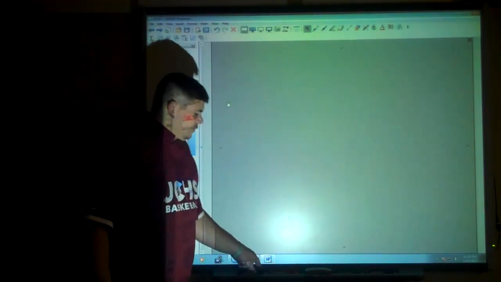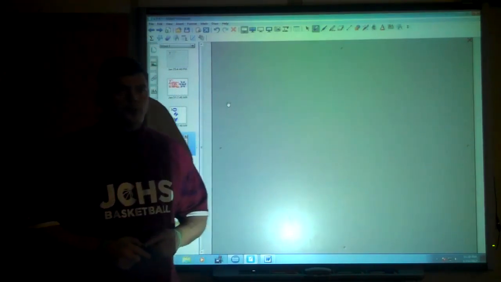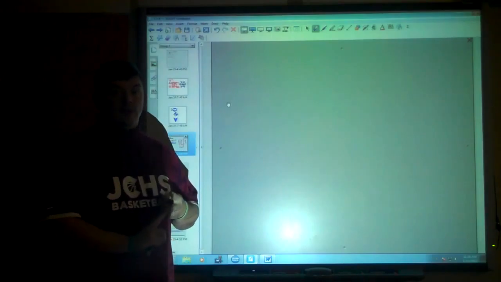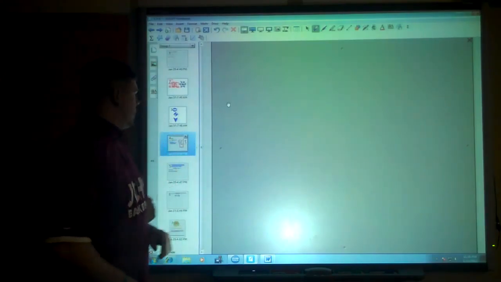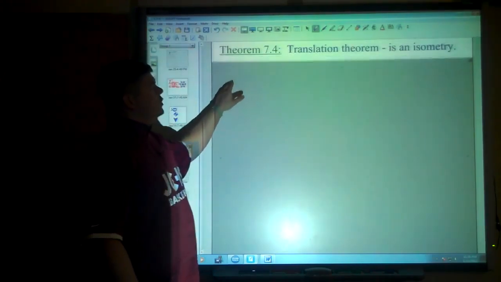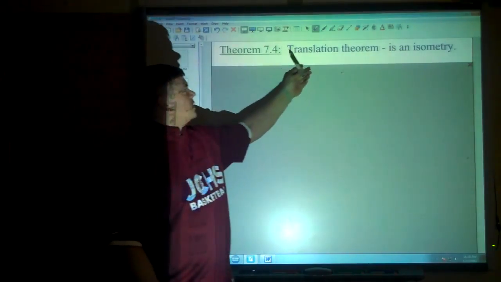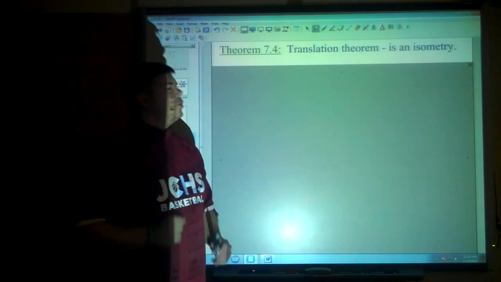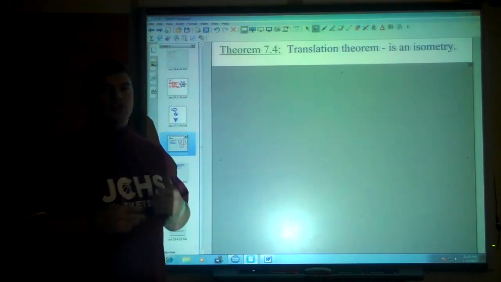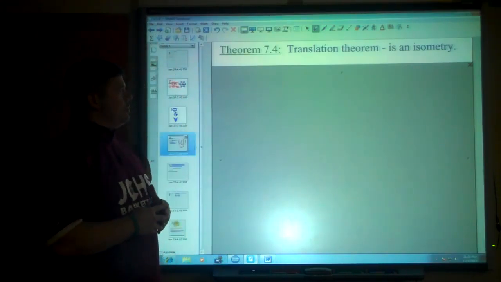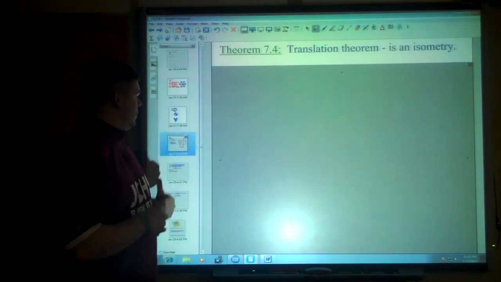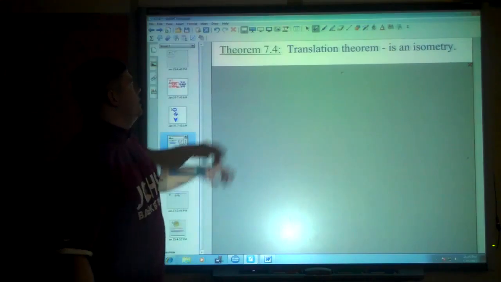Geometry lesson 7-4. Today we'll finish our third transformation. We've spent time dealing with rotation and reflection, and today we talk about translation. As with the other two, translation is an isometry, meaning that when you slide something or glide something to a new location, you will not be changing its size or its shape. Everything about it will be completely congruent to the original pre-image.